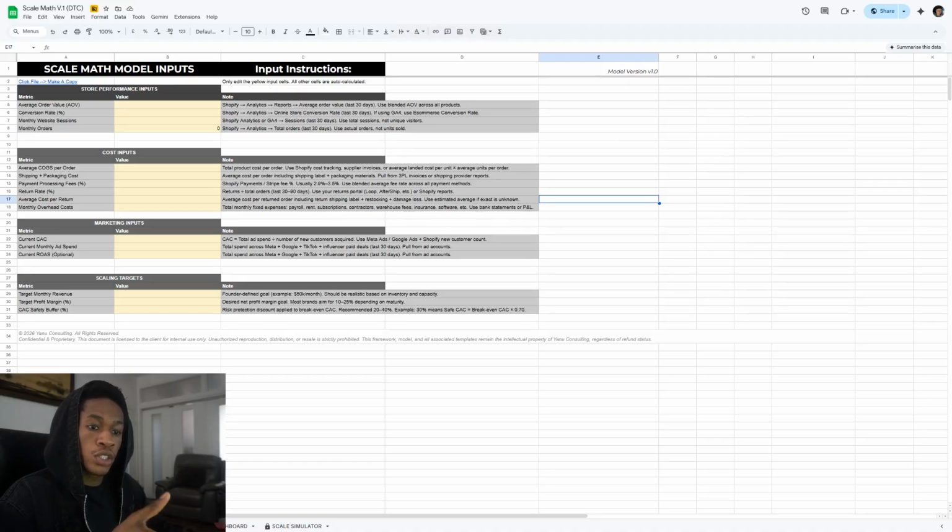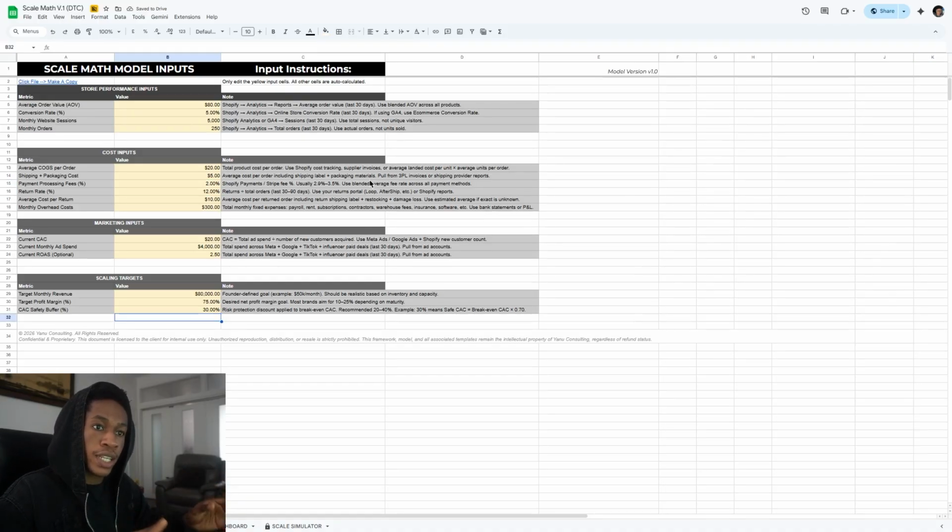And just to give some clarity on the scale math calculator, this is obviously one of the older versions. We have a more updated UI now. But the reason we have all these metrics is because when we're calculating the scale math, we input all of this into the system. So with the scale math, let's just assume the average order value was $80. Your conversion rate, how many sales you're getting, was like 5%. Your monthly website sessions was 5,000, right? Your average cost of goods per order was 20. Your shipping and packing cost 5. Payment processing fees 2, return rate. I've inputted a bunch of different values here. This is kind of how we calculate this.